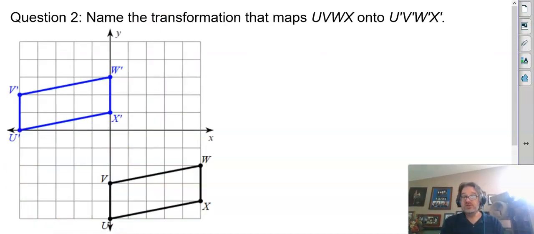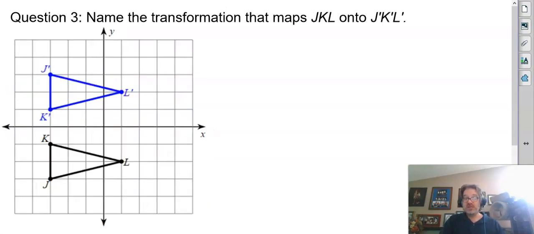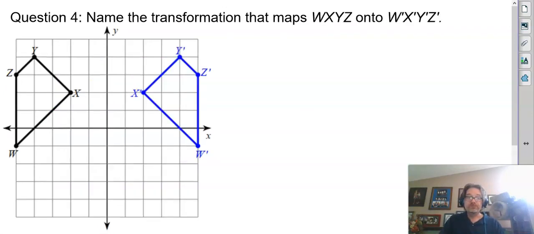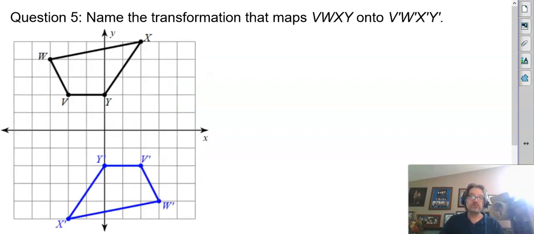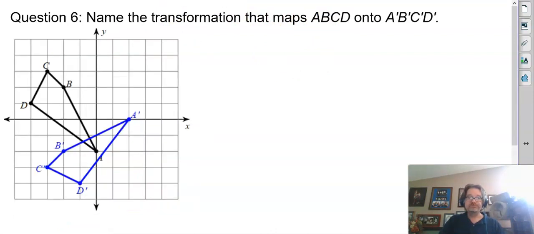Okay, I would like you to name the transformation. Choose the best transformation name to get UVWX onto U prime, V prime, W prime, X prime. Name the transformation that maps JKL onto J prime, K prime, L prime. Which transformation maps WXYZ, the black one, onto W prime, X prime, Y prime, Z prime, the blue one? Which transformation maps VWXY onto V prime, W prime, X prime, Y prime? Name the transformation. Choose the best name.